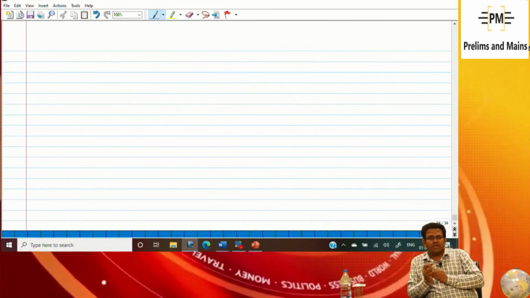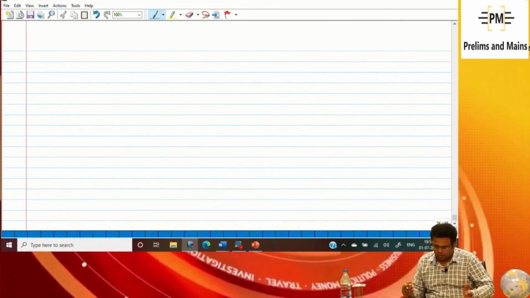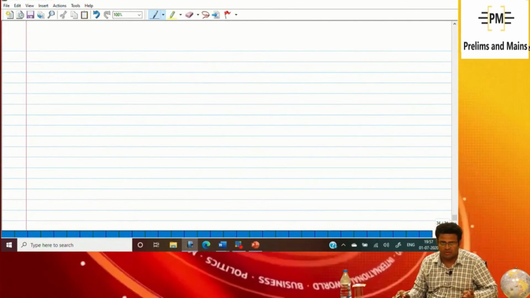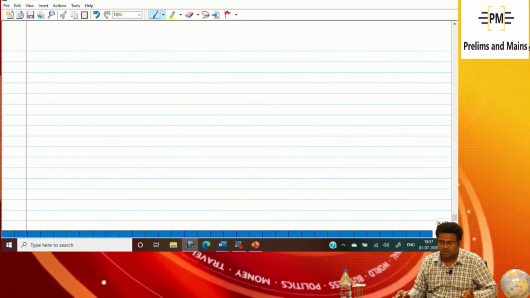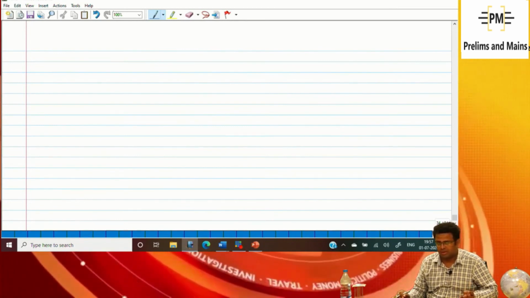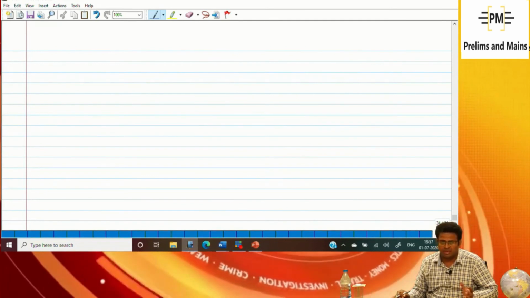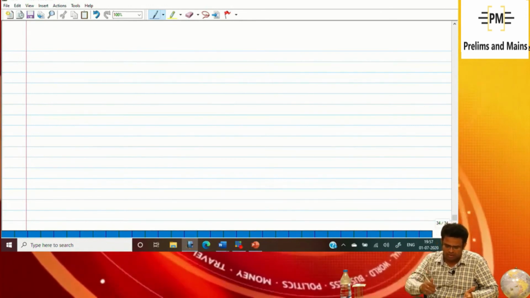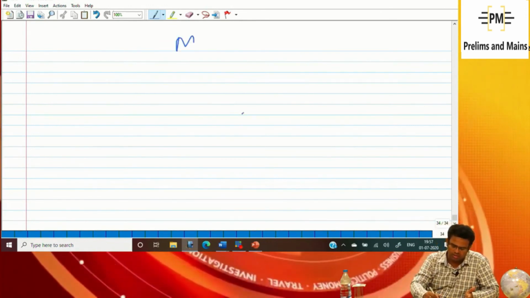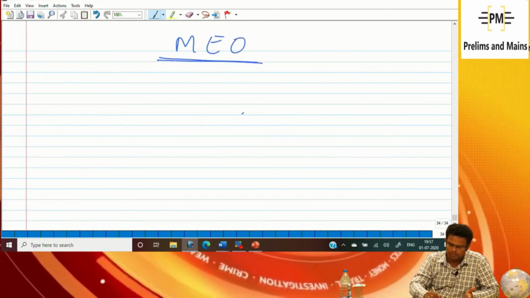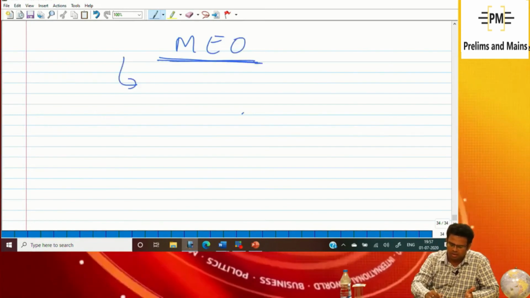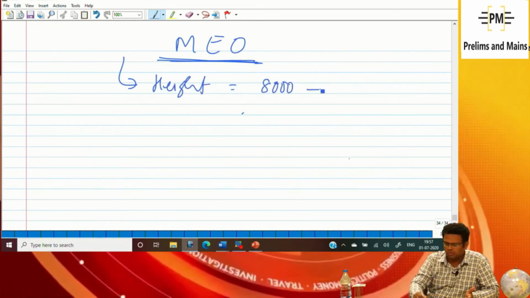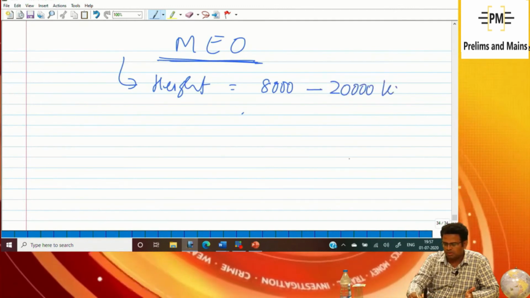So we have covered geosynchronous: geo earth orbit at 35,000 kilometers, orbital period 23 hours 56 minutes 4 seconds, and several significance and ideas we can come to know about. The next point is medium earth orbit. Medium earth orbit height, as you already know, is 8,000 to 20,000 kilometers.